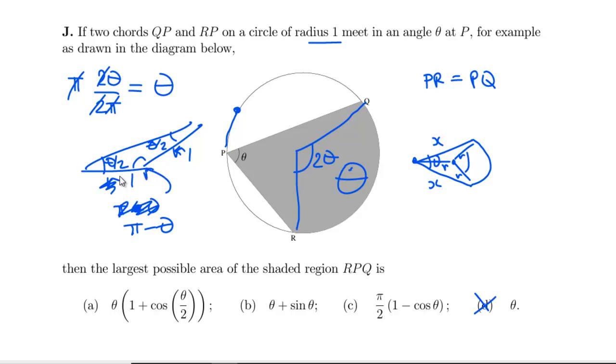So the area of this is going to be a half AB sine this. And then we've got 2 of them. So we want to do AB is 1, and then we're going to have sine of pi minus theta, which is equal to sine theta. So it comes out as B. All right, that was probably the best one out of 10, I would say.